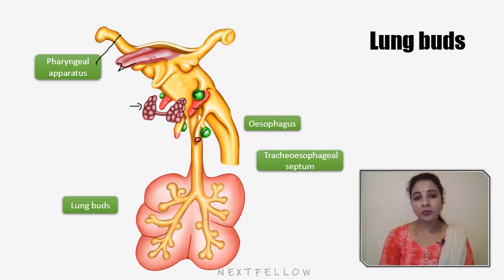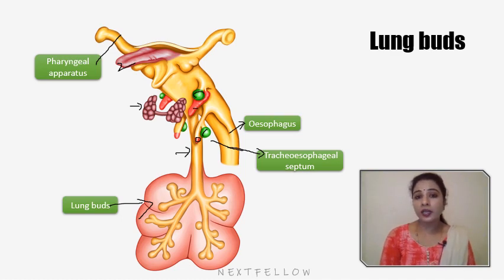So we can see the pouch derivatives, and we can see the esophagus developing here, and this is the tracheoesophageal septum. This is the tracheoesophageal septum, which grooves and separates the esophagus from the laryngotracheal tube on the anterior side, and we can see the lung bud starts developing. The tertiary bronchi continue to divide to form respiratory bronchioles.